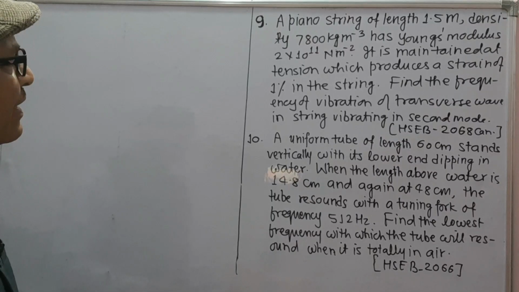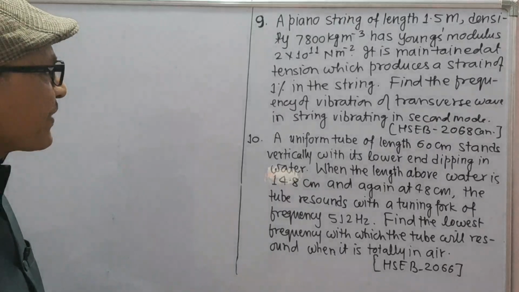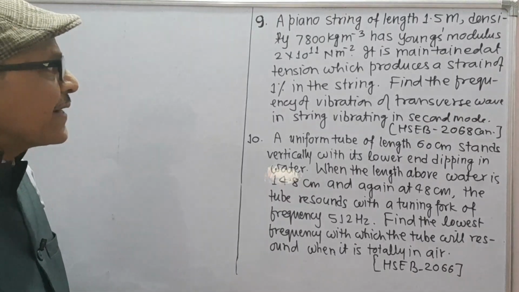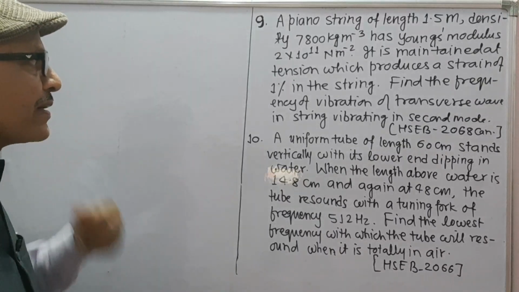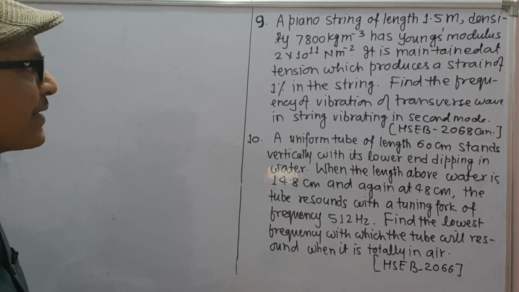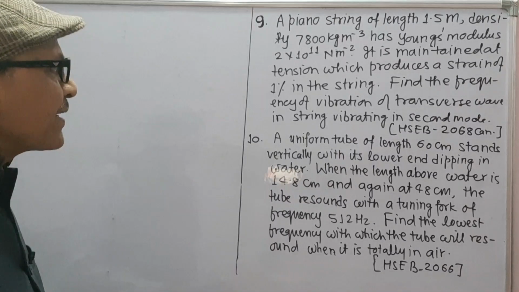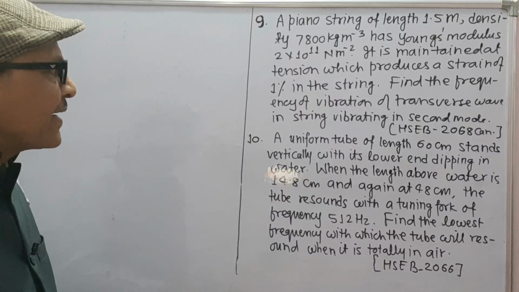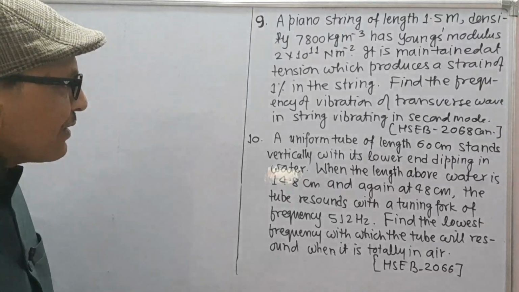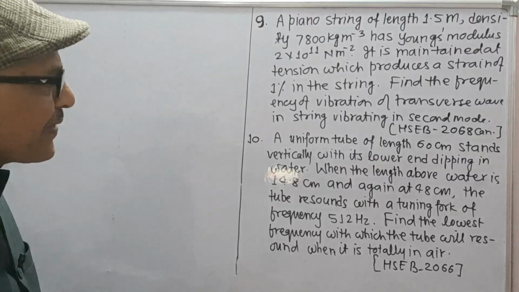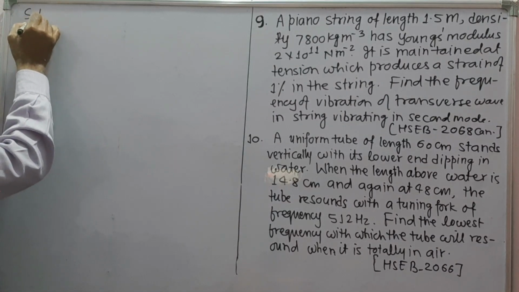Next question number 9. A piano string of length 1.5 meter and density 7,800 kg per meter cube has Young's modulus 2 into 10 to power 11 Newton per meter square. It is maintained at tension which produces a strain of 1% in the string. Find the frequency of vibration of transverse wave when string is vibrating in second mode. Solution to question 9.